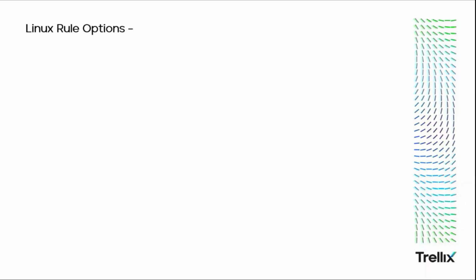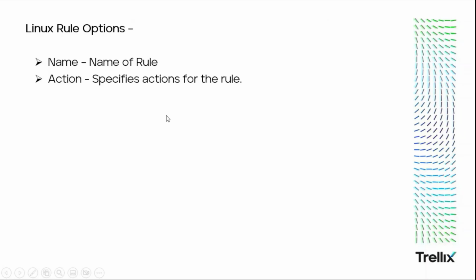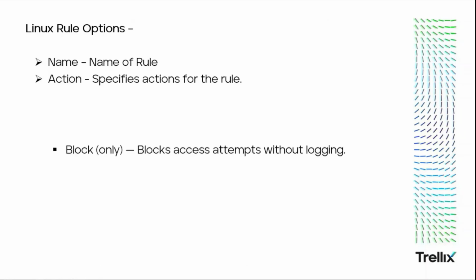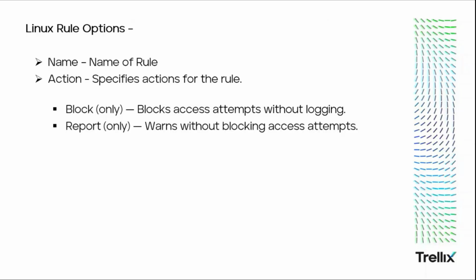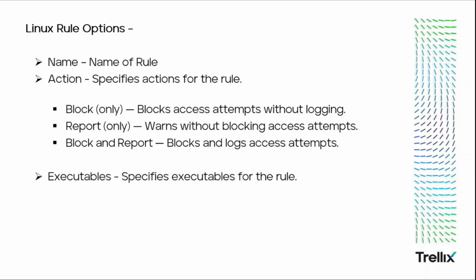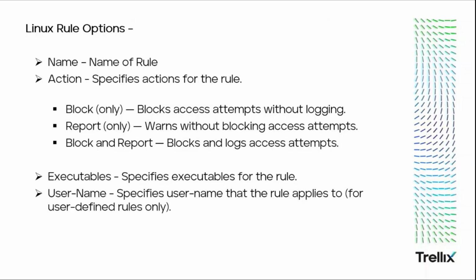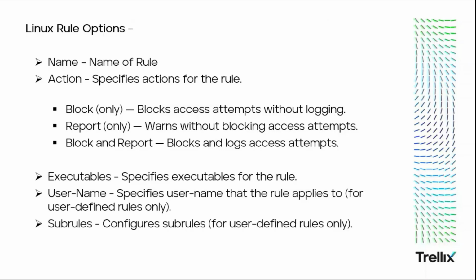Now let us look into the Linux rules option. The Linux rules option will have a name and an action, which includes block only, report only, or block and report. These rules can be specified for executables, username, that would be the Linux user, and creation of sub rules.